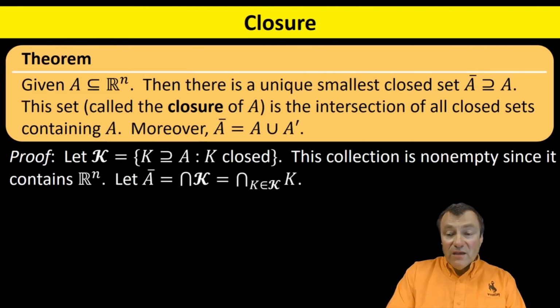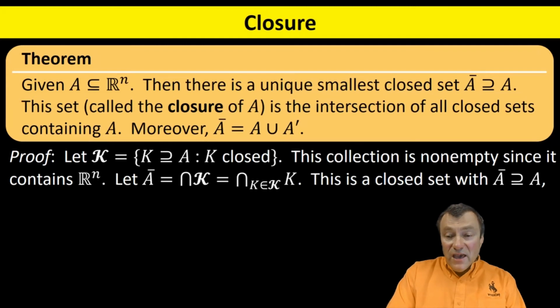Now we define A bar to be the intersection of all the sets in our collection script K. Here are a couple ways to write that. There's a short way and a slightly longer way. This is the intersection of all closed sets containing A. Of course, A bar is a closed set since it's an intersection of closed sets. Also, A bar contains A since it's an intersection of sets containing A.